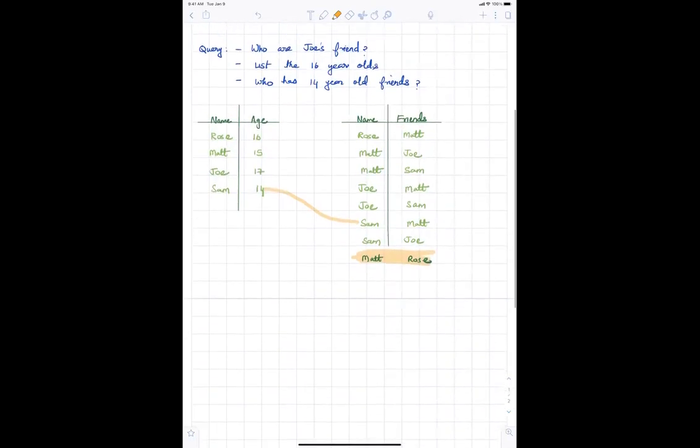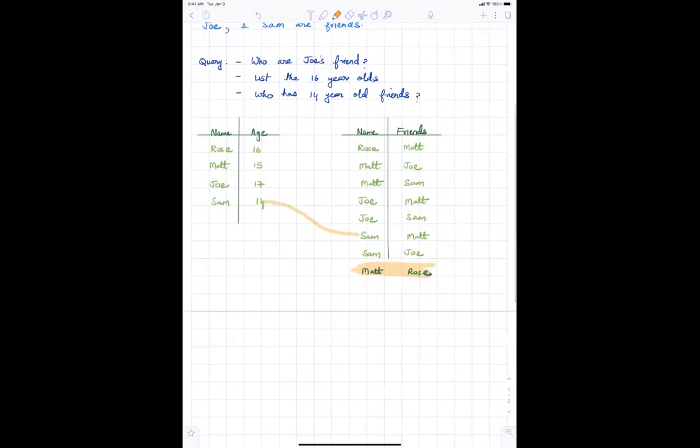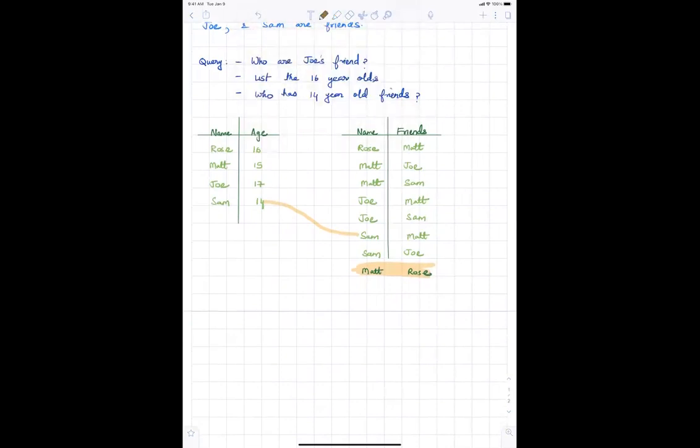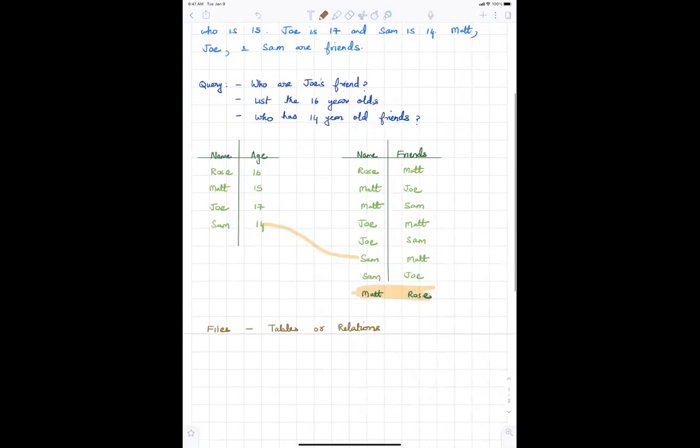So another thing, so these are all files. I do want to say that in databases, these files are really called tables or relations. In database terminology, these are called tables or relations. So I have two relations out here, or two tables. It's just database terminology.